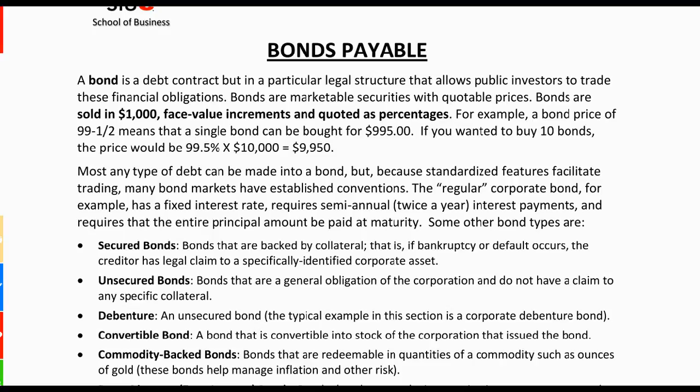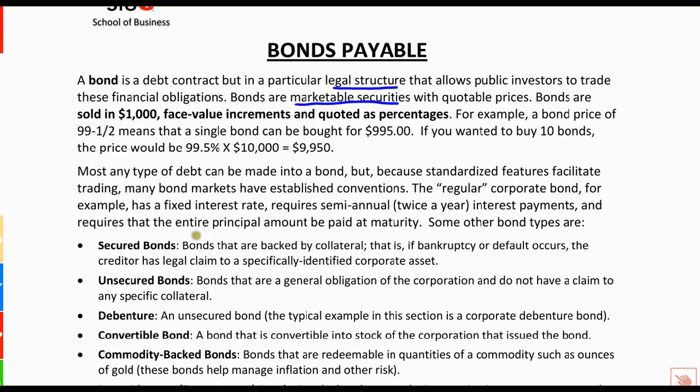What makes a bond is that there's a legal structure that allows it to be traded on public exchanges. So it's registered with the Securities Exchange Commission, and if you or I had a brokerage account, we could buy and sell bonds. So the term you'll hear frequently is that they are marketable securities. Marketable means marketable to the general investing public.